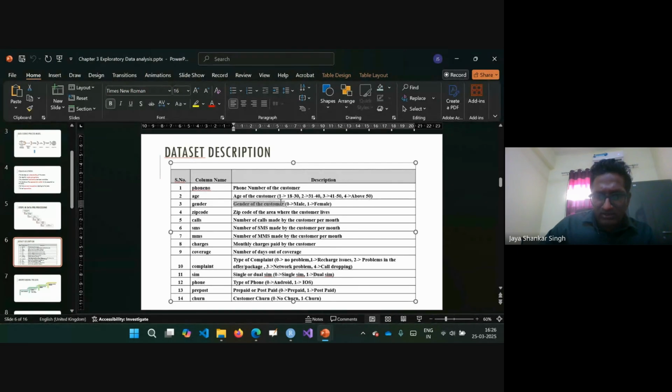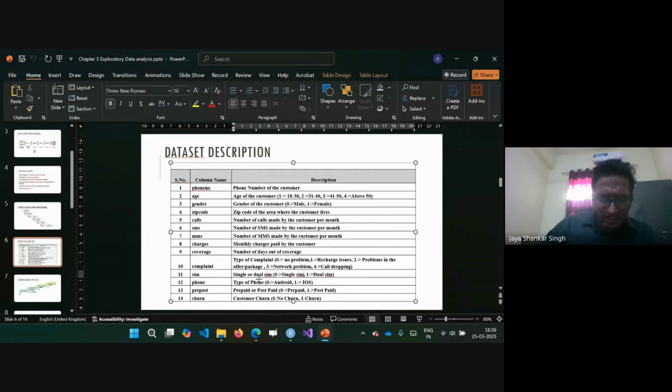So gender of the customer, 0 means male, 1 means female. Similarly, zip code is there, call is the number of calls made by the customer per month. It's not in minutes, it's the number of calls. Similarly, SMS number will be there, MMS number will be there, monthly charge paid by the customer, number of days out of coverage for that particular customer, type of complaint, 0 no complaint, recharge issue, problem in offers and packages, network problem, call dropping. There are different codings for collecting this data.